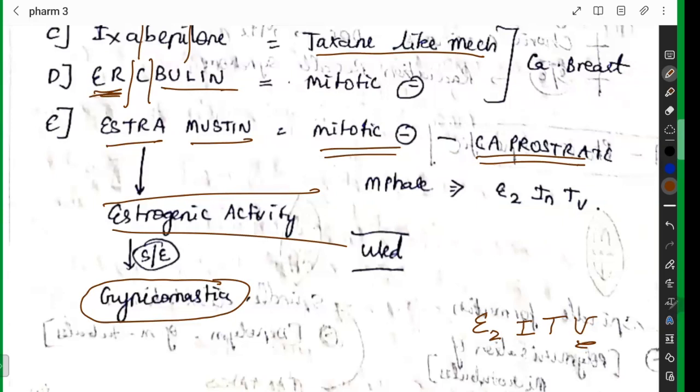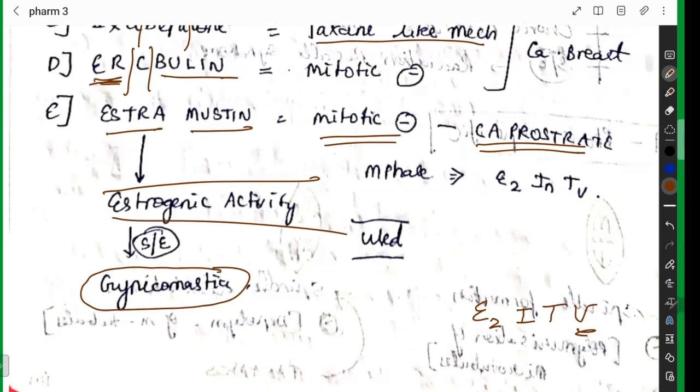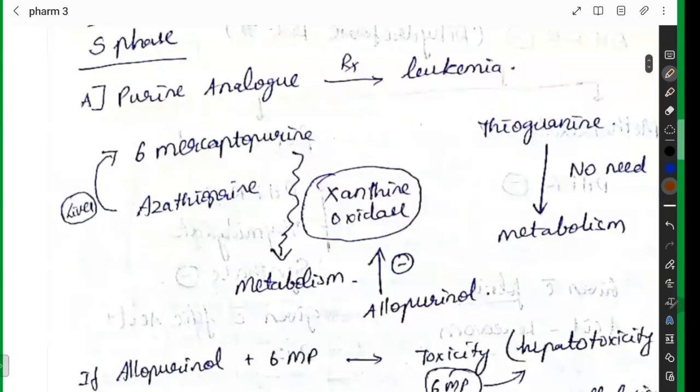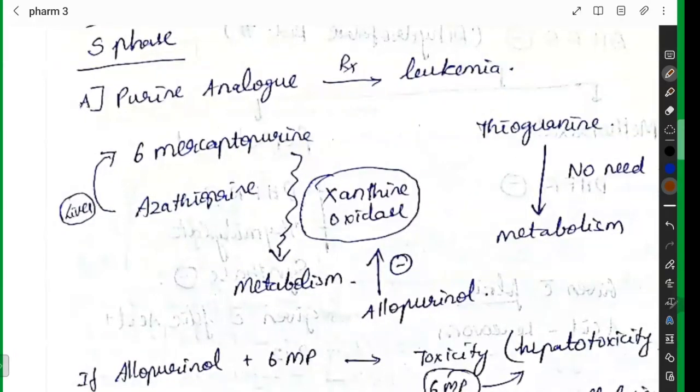Number two, taxane group of drugs. Number three, ixabepilone. Number four, eribulin. Number five, estramustine. Now we are going to move towards the S phase specific inhibitors. So now we have completed M phase specific inhibitors.